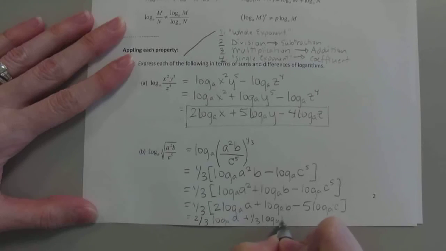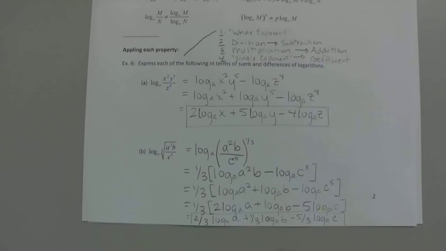2/3 log base A of A, okay? Because that's just 1/3 times 2. The log A of B didn't have a coefficient, so that 1/3 is just the coefficient. Log base A of B minus 5/3 log base A of C. Ooh, I know it's really small. I'm sorry. I know, Riley, you're probably going to have a hard time getting it on yours.